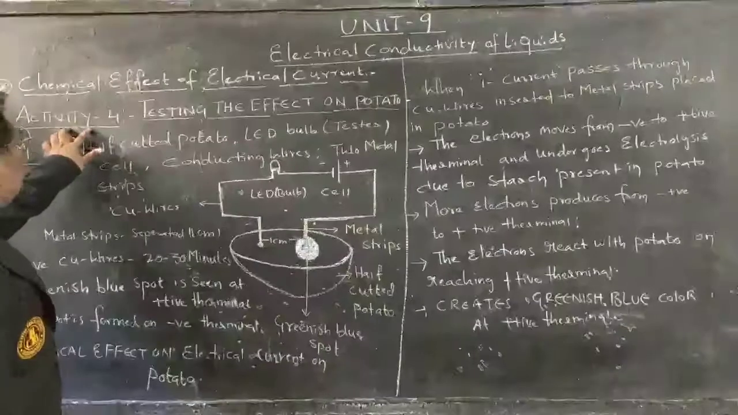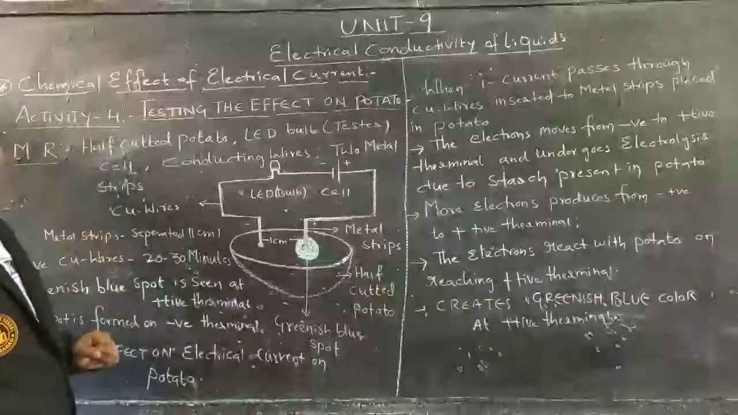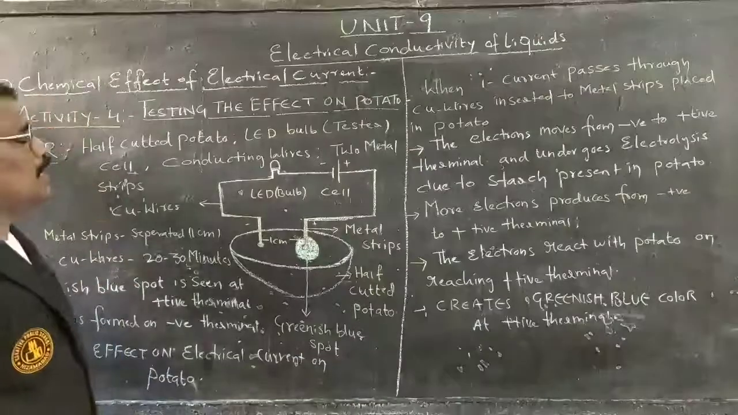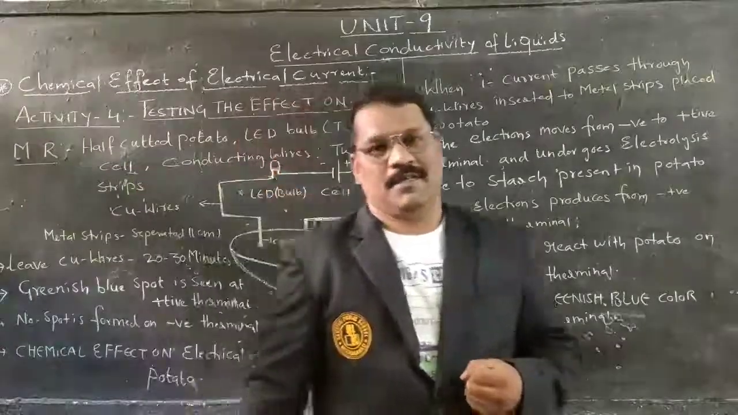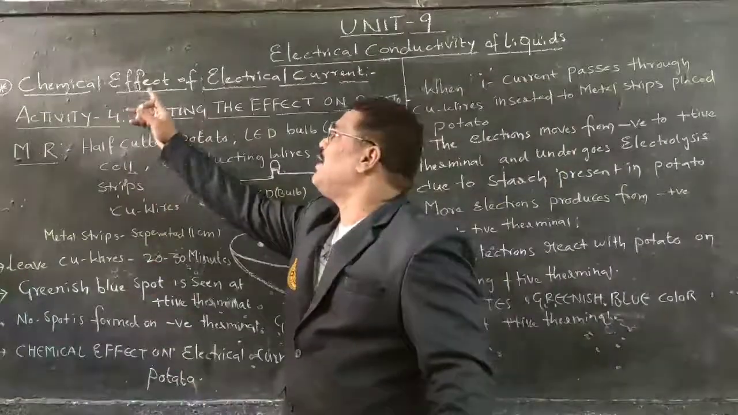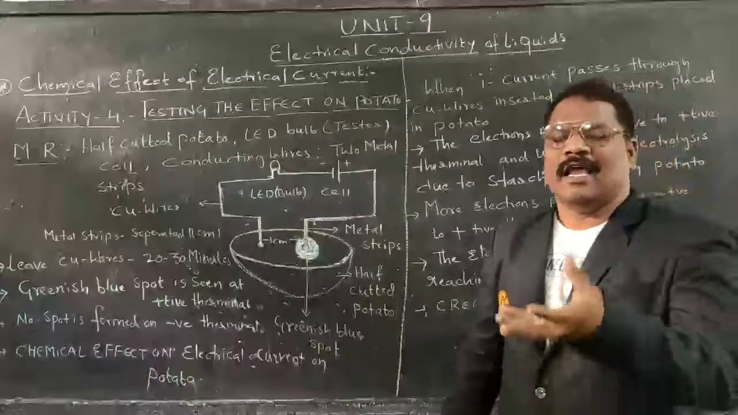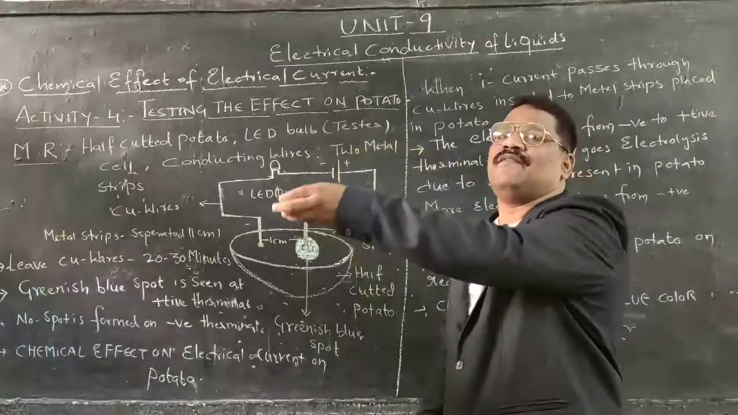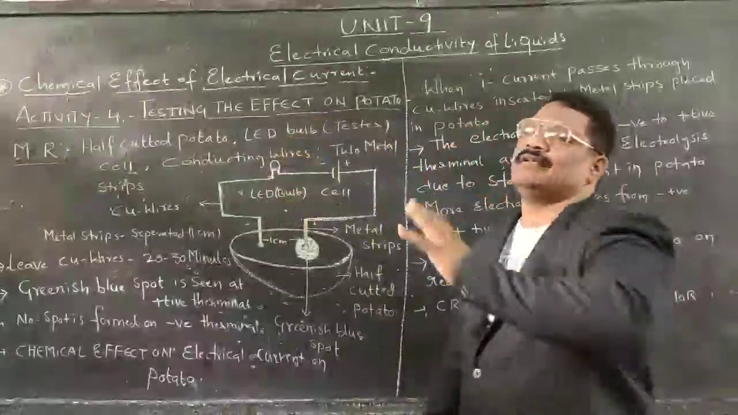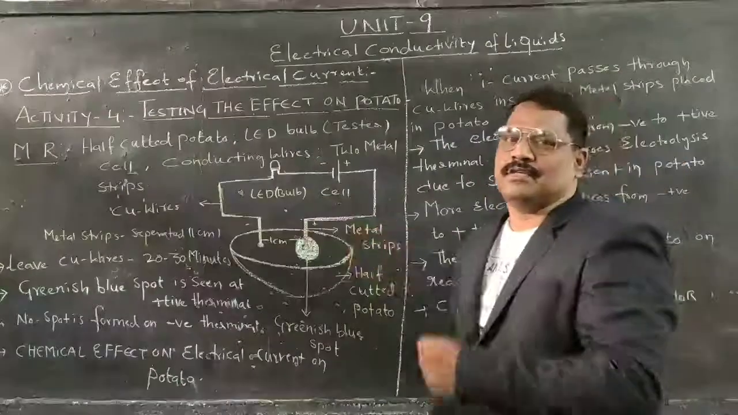What information does this particular Activity 4 give? It gives information about a concept. That concept is called the chemical effect of electric current: how a chemical is affected when electricity is passed through that particular substance.